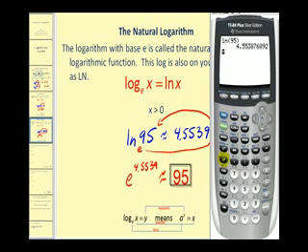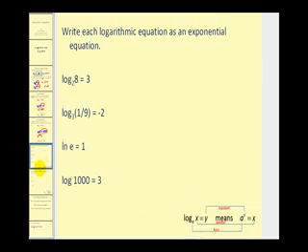So if we press second natural log, it brings up base e. We can just type in our exponent, and you can see it's approximately 95. Let's go and take a look at a few more examples.